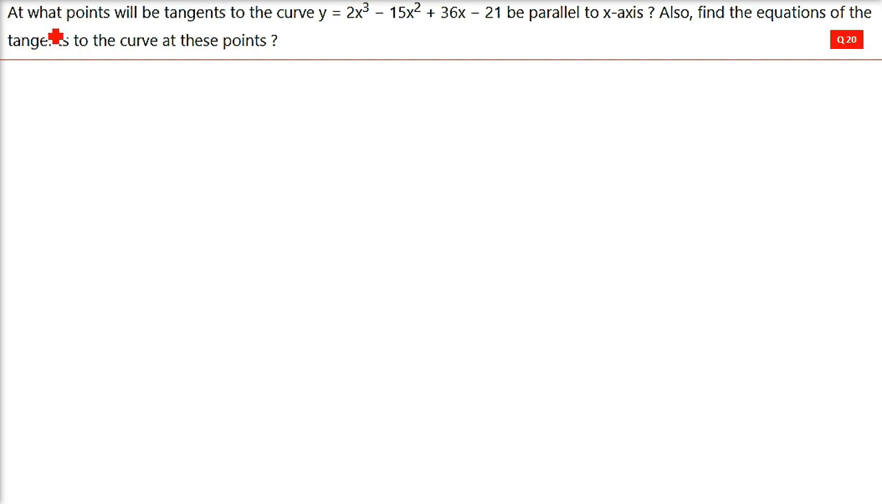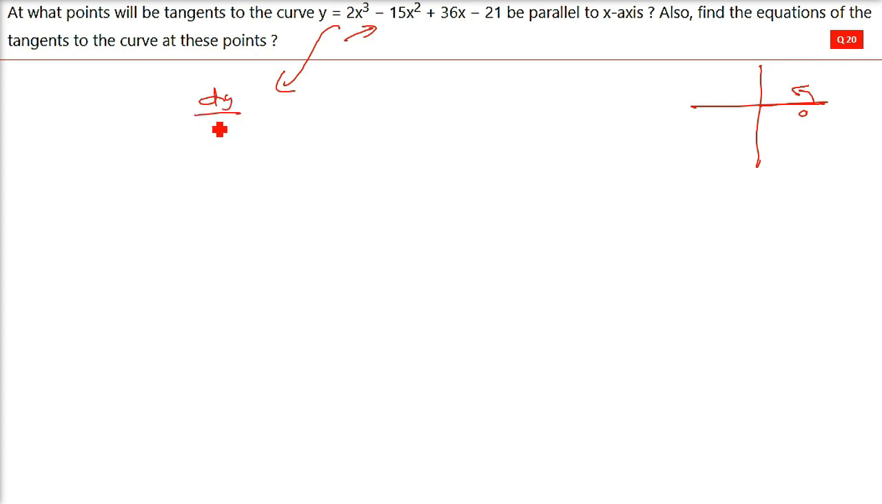At what points will the tangents to the curve y equals x cube minus 15x square plus 36x minus 21 be parallel to the x-axis? So m is tan theta. You are finding tan theta, the angle in the positive or anti-clockwise direction with the x-axis. Since it is given that it is parallel to the x-axis, the angle is 0. So the slope, or tan theta, is 0 only.